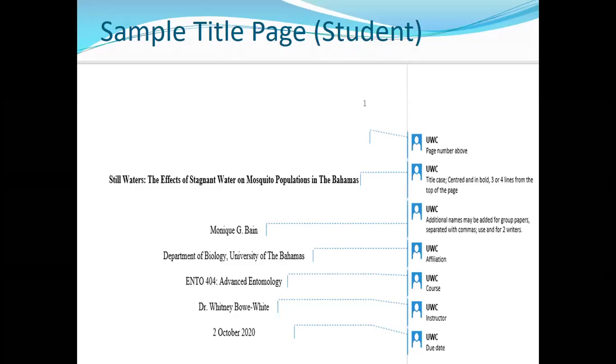The title could have very well been The Effects of Stagnant Water on Mosquito Populations in the Bahamas as well. I mean, that's more concise, right? So this title is about 3 or 4 lines down from the top of the page. And then there's a double space between the title and my name, which is written in the format recommended. And below that, we have the Department of Biology, comma, and the name of the university or institution.